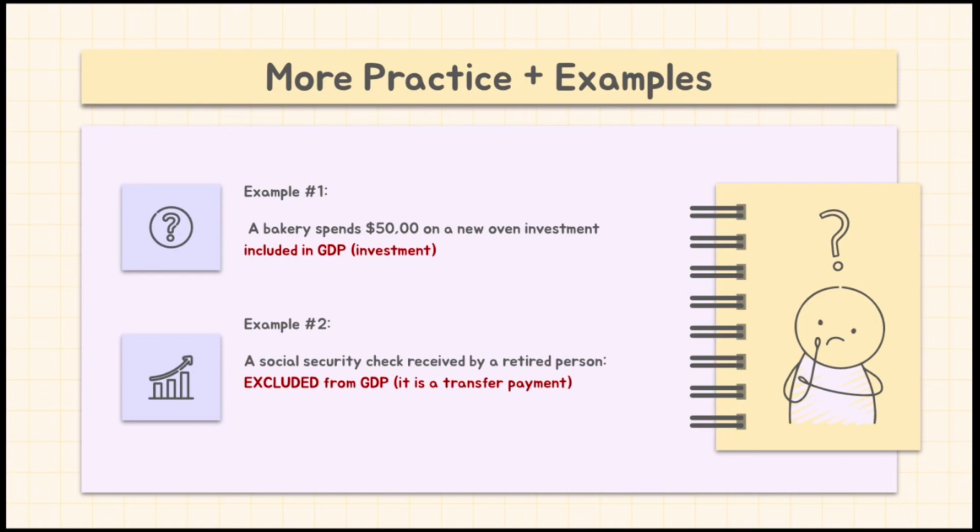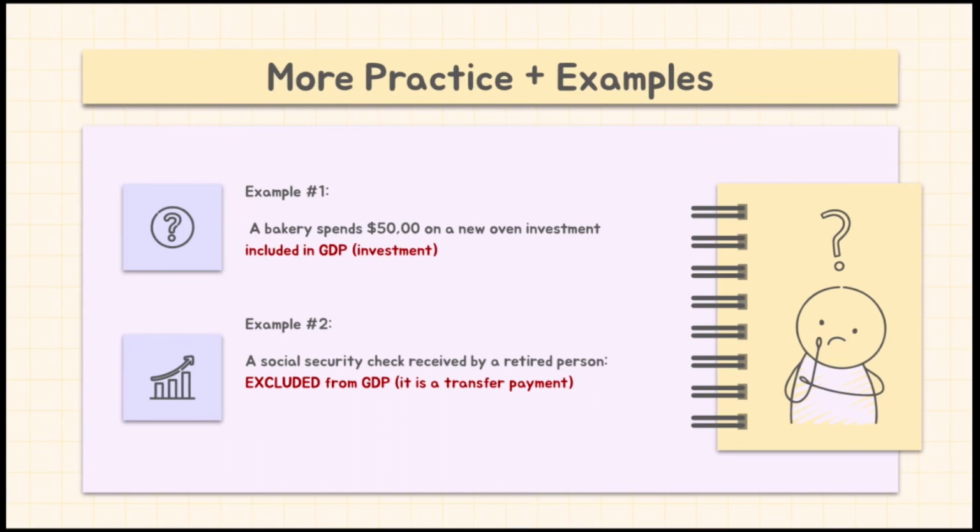Second example, a social security check received by a retired person. So this is actually not included in GDP because the money is going from one place to another. There's no information on whether that person spends it or not, or what they're going to spend it on. It just says it's received, so there is nothing to account for, so it's not included in GDP.